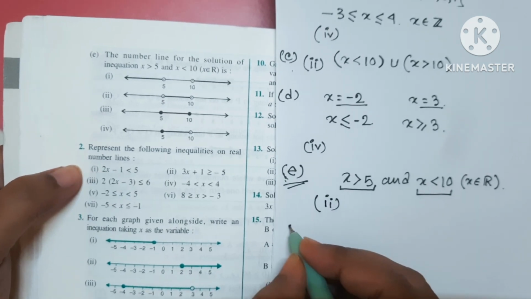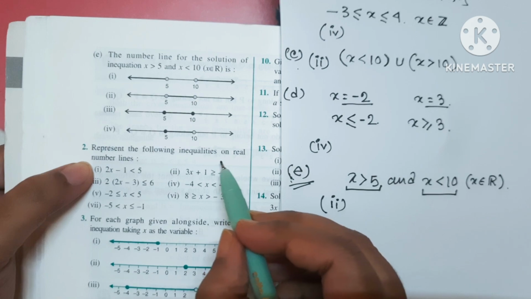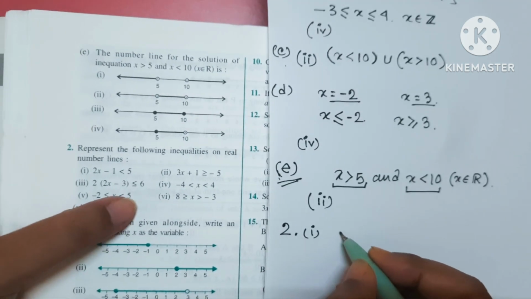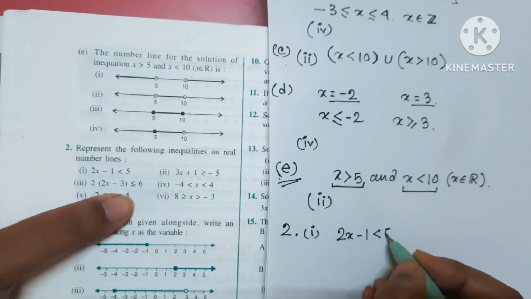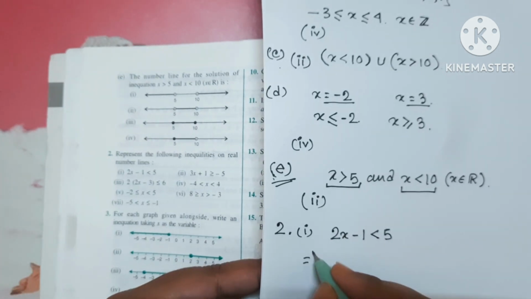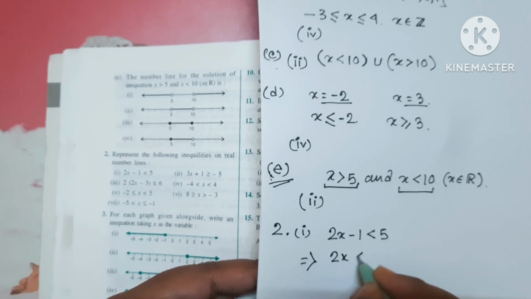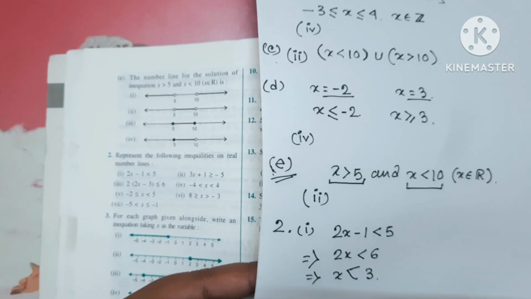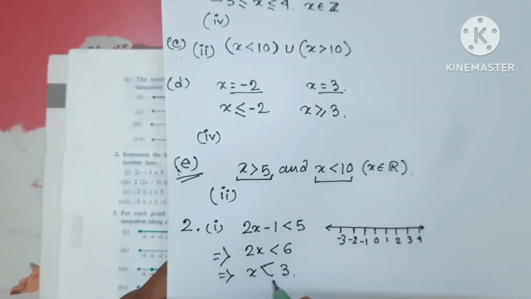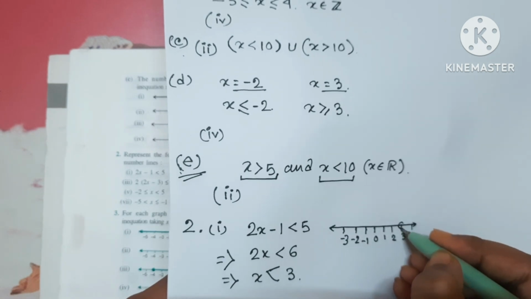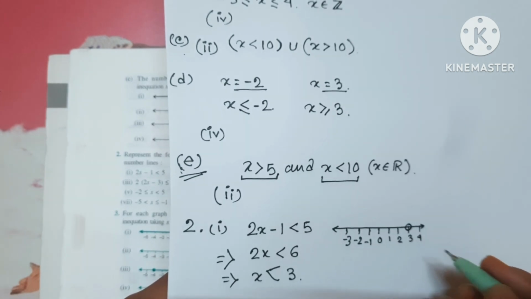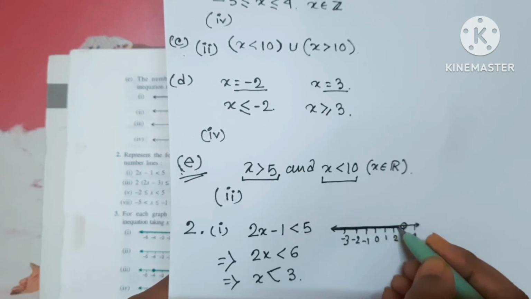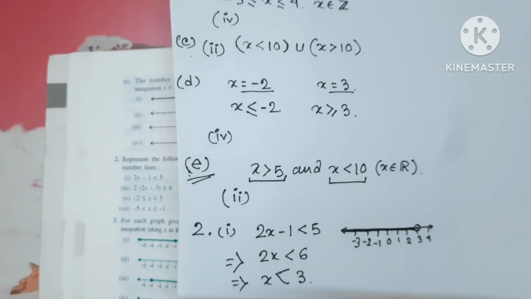Okay. Now question number 2. Represent the following inequalities on a real number line. So you have to draw the number line. Before that, I just want to simplify that inequality. So it will become 2x less than 6. So x less than 3. Okay. Now if I draw the number line, x is less than 3. That means here you need to draw a hollow circle and the entire line, okay, you need to darken this line. So that will be the answer.